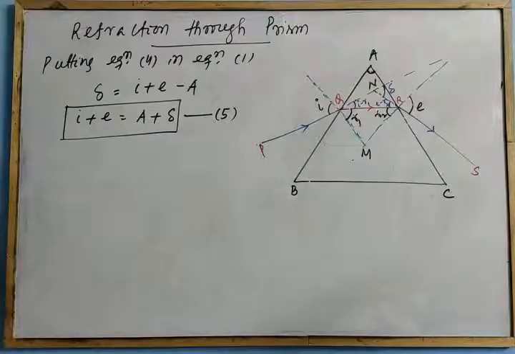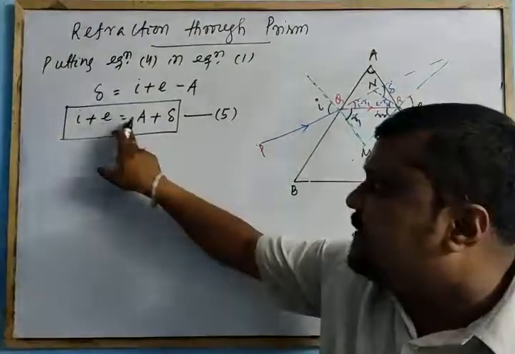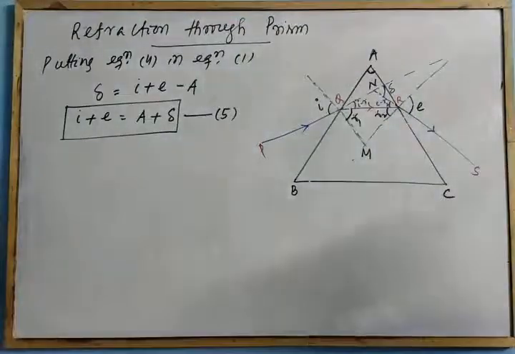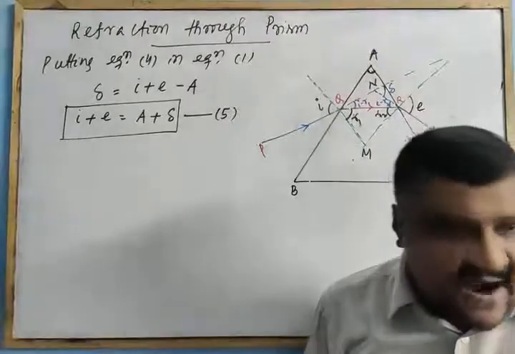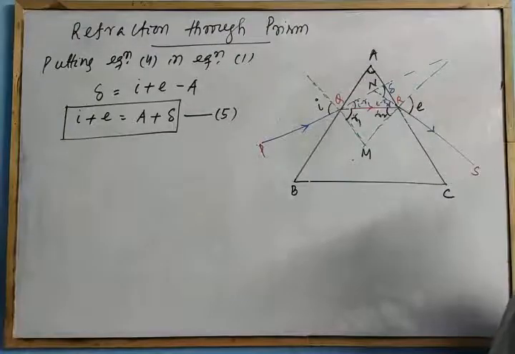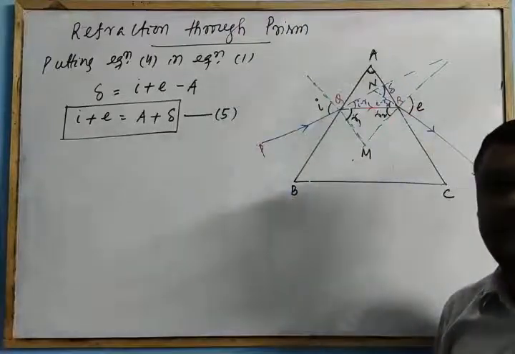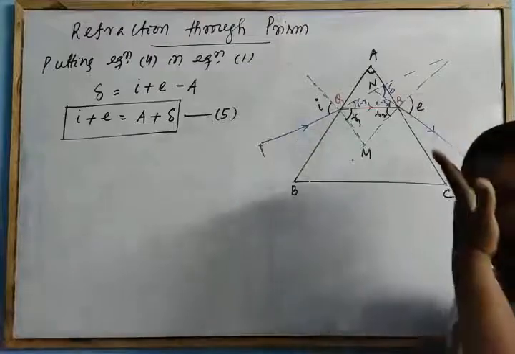If you see this, we can say the angle of incidence plus the angle of emergence is equal to the angle of the prism plus the angle of deviation. By using this equation, we can derive the refractive index of the material of the prism. And also we will get many relations by using this equation.